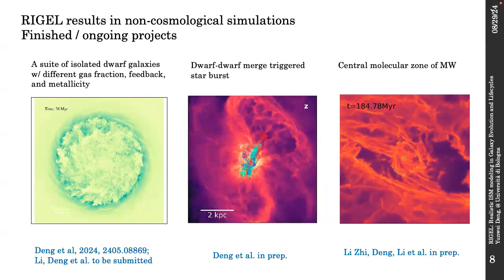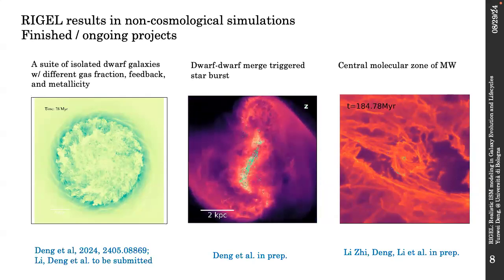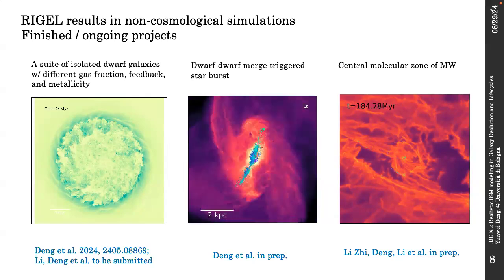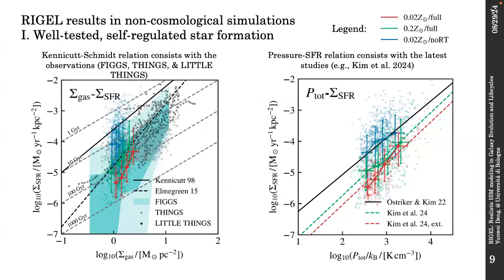We also have a project to study star formation in the central molecular zone of the Milky Way, led by Li Zhi, my collaborator. First of all, this is the Kennicutt-Schmidt relation in the simulated galaxies. So you can see the legend here.